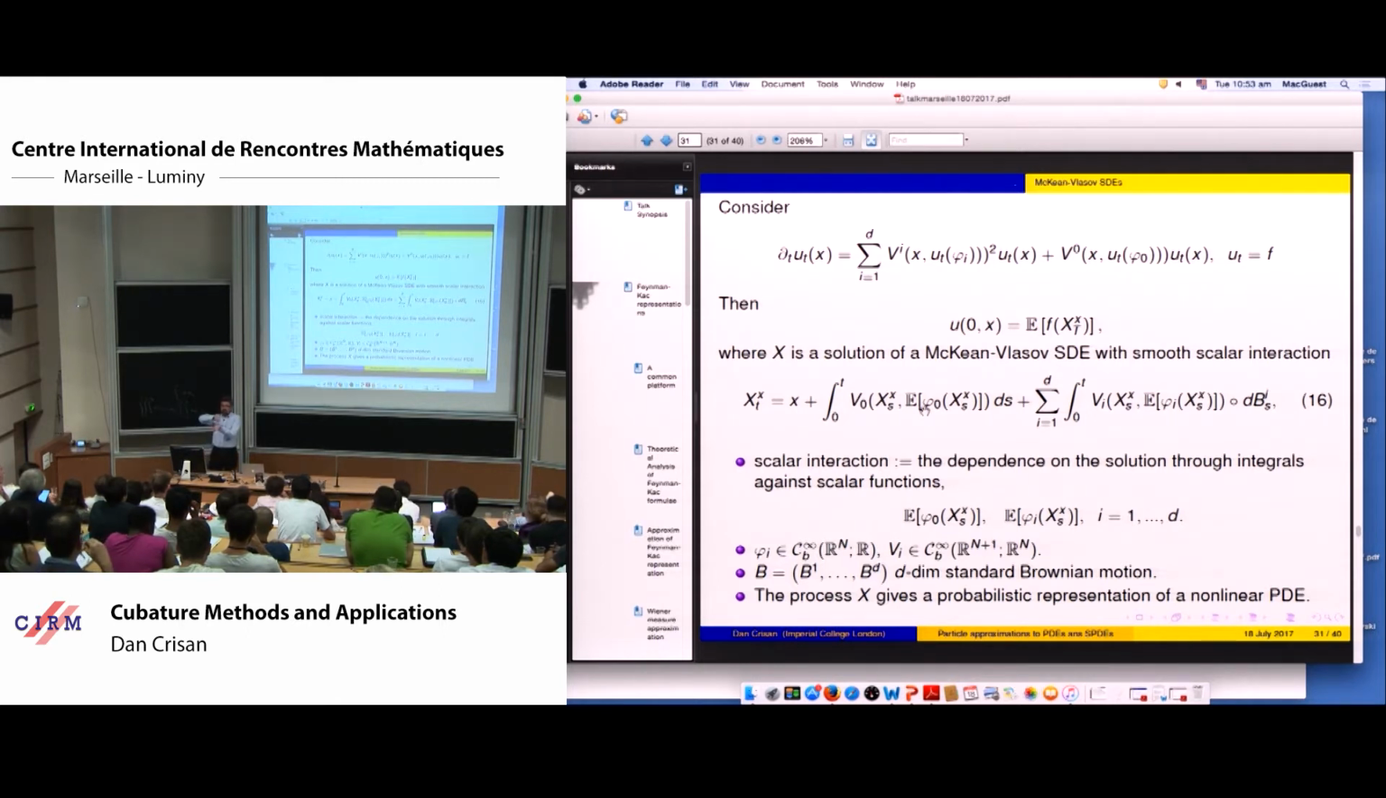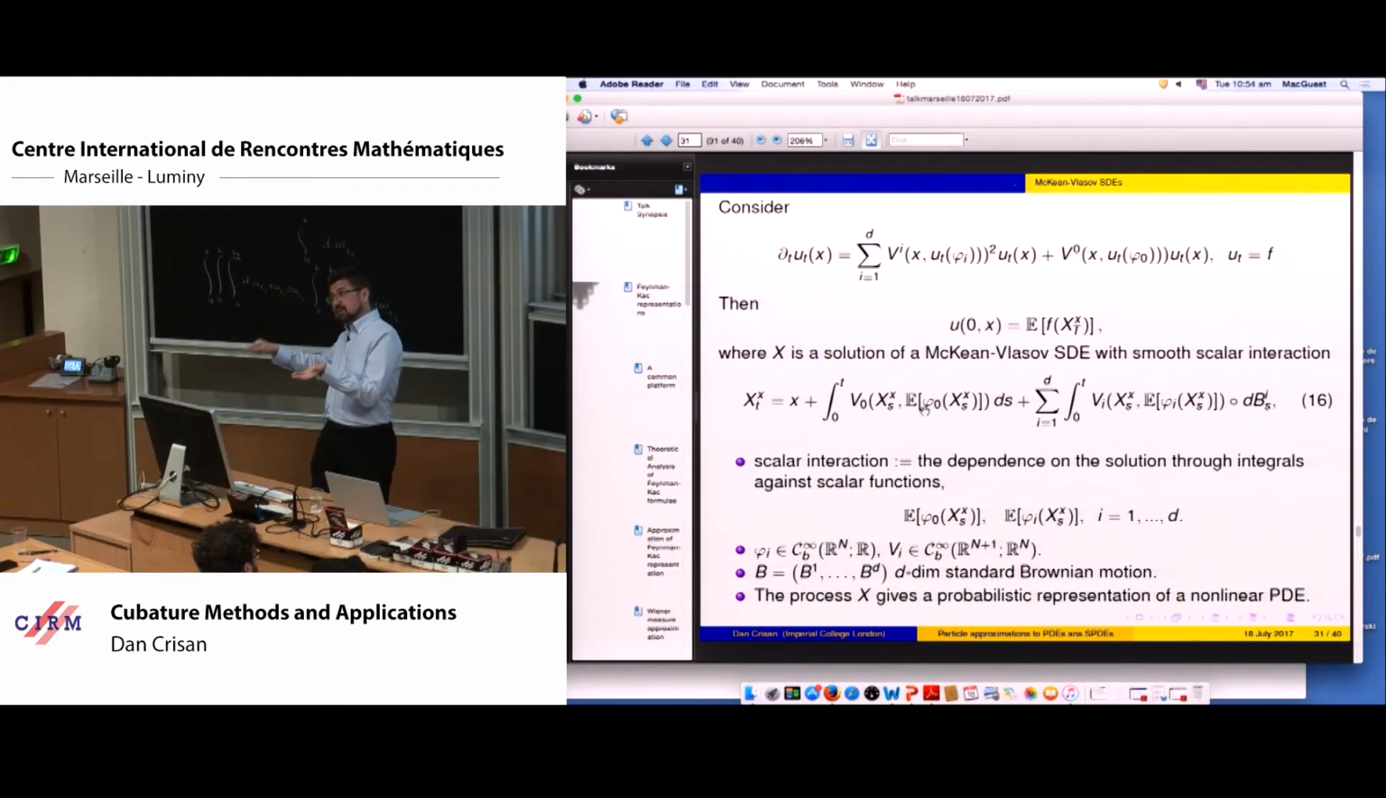The direction in which the nonlinear diffusion is going to go is dictated not just by the position that the diffusion has at a certain time, but also by the entire law of the diffusion. So this is a McKean-Vlasov SDE, or a nonlinear diffusion.